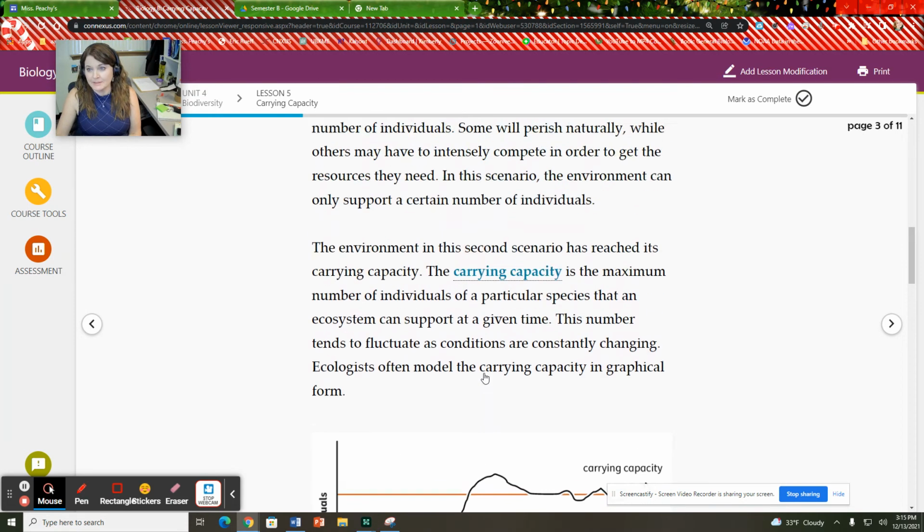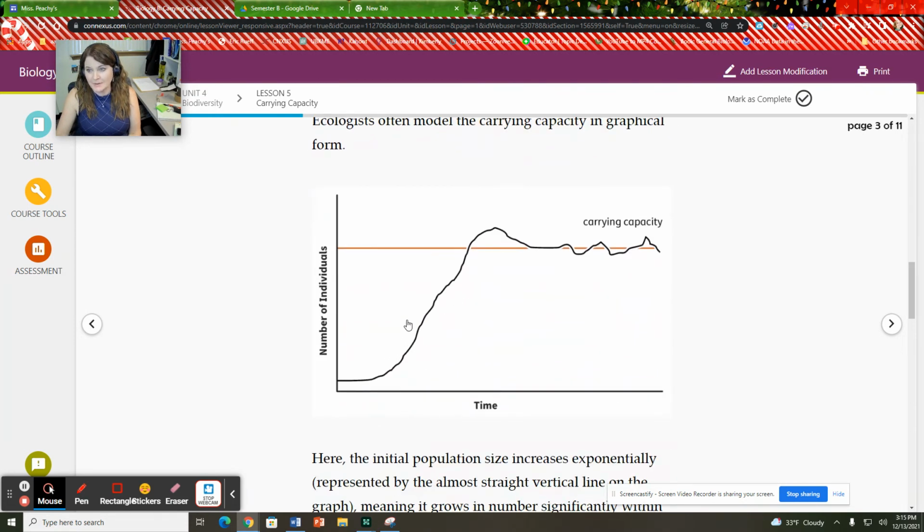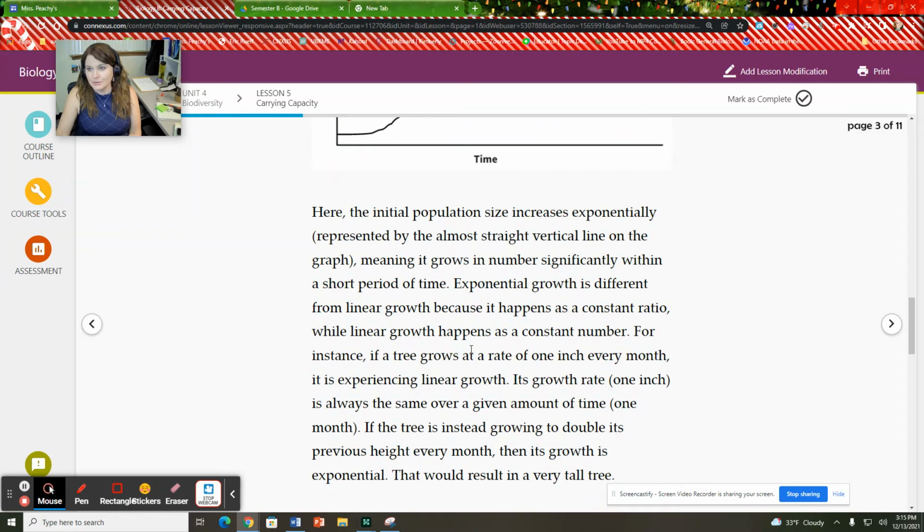Populations of organisms oftentimes will grow exponentially up until they reach the carrying capacity of that particular ecosystem. So this growth here is considered exponential growth because as time, actually this is more of linear growth here, but here we can see exponential growth right there, right? And exponential growth basically grows in significant numbers within a short period of time. It happens at a constant ratio.